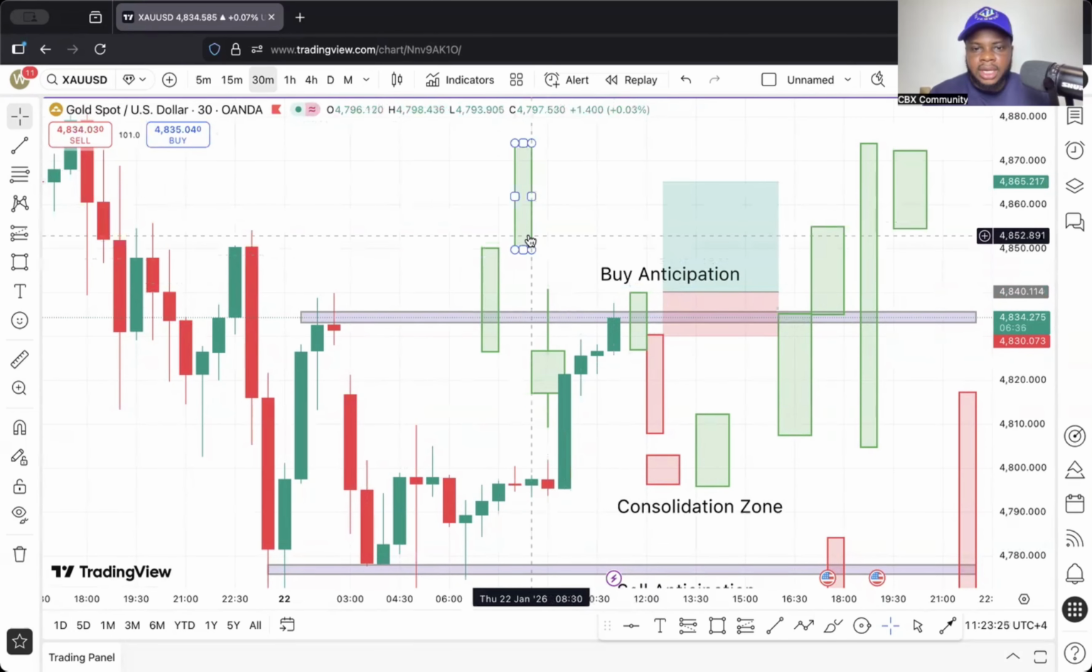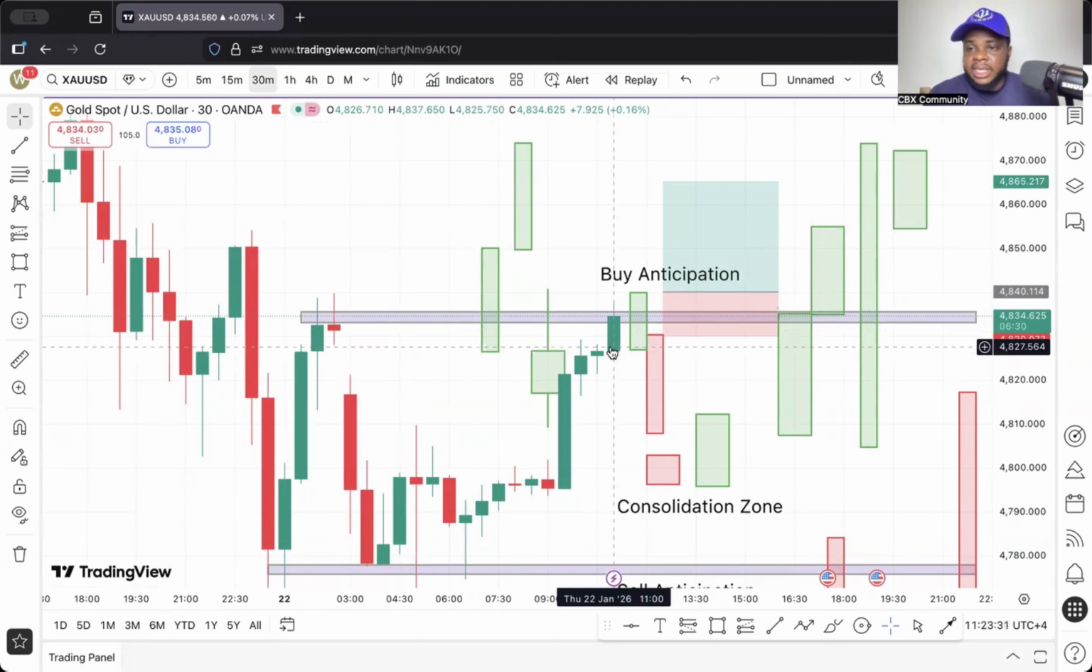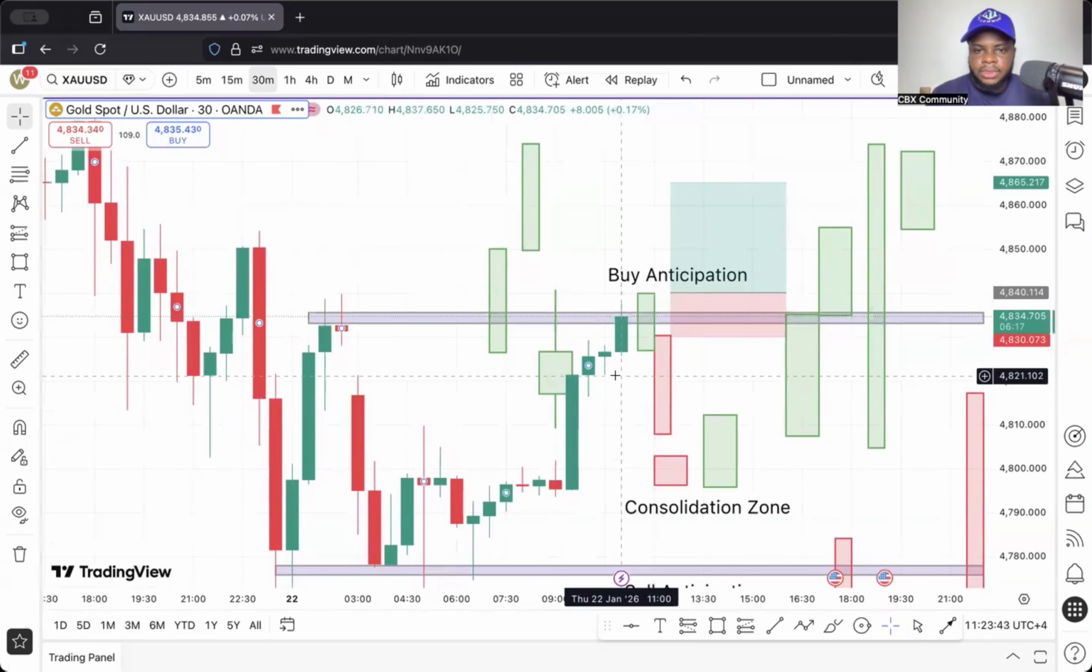So for now, we don't need to do anything until the close of this candle, and this 30 minutes candle is left with 6 minutes before this candle needs to close. So always know how you are anticipating the market to give you a setup before you can decide to take a position. Let's see what this candle wants to do.